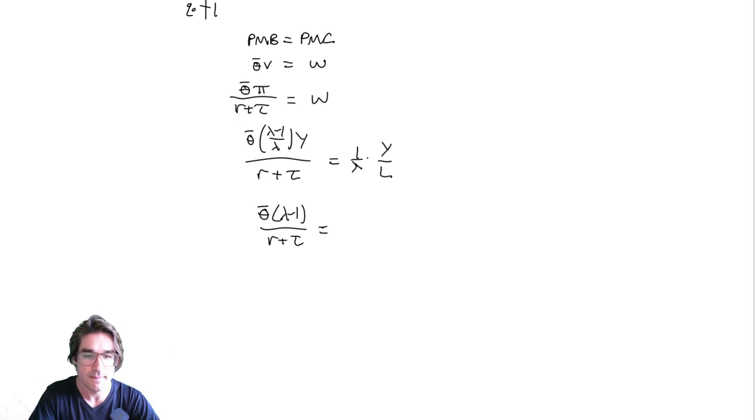R plus tau still there. And then over here we have 1 over l, just like before. All right, so it's pretty simple. Instead of alpha stuff, we have lambda stuff. Otherwise, we have this tau factor, okay?